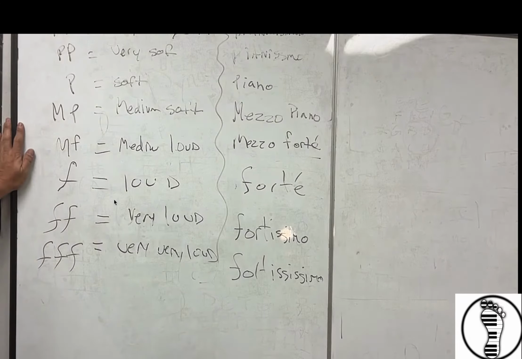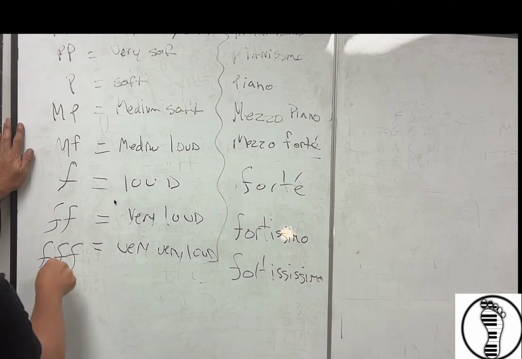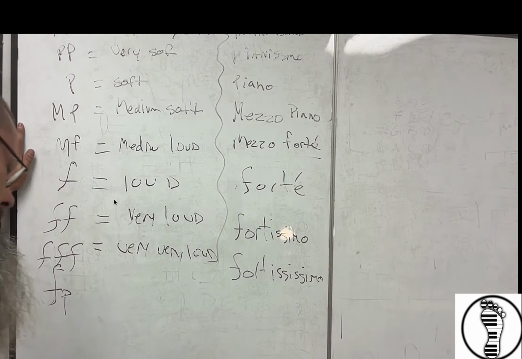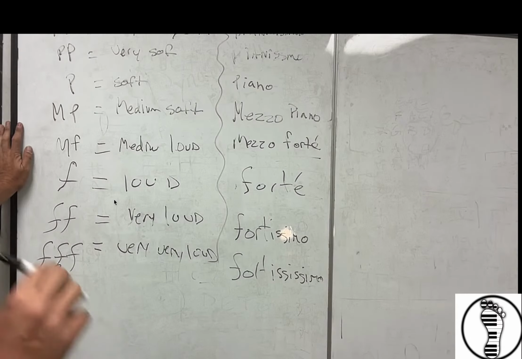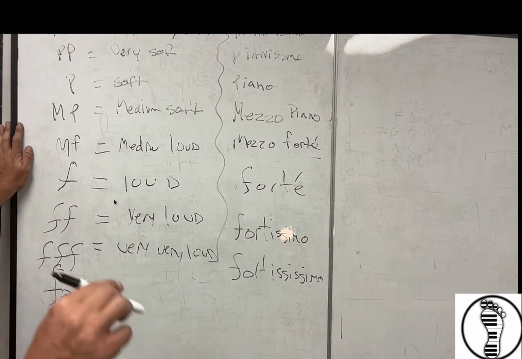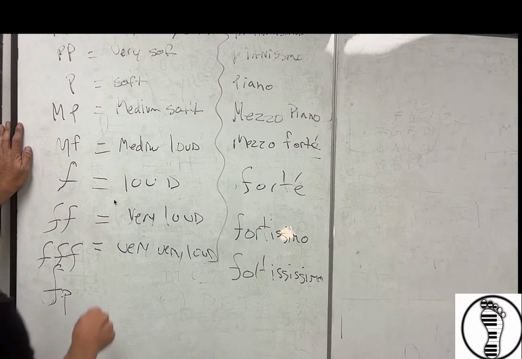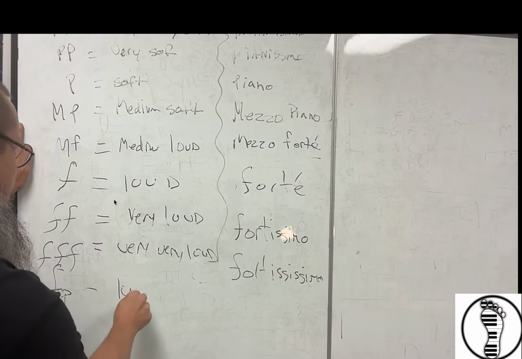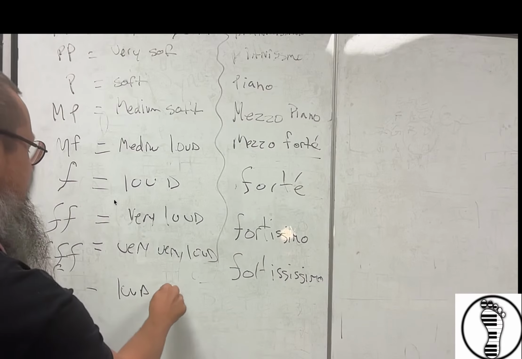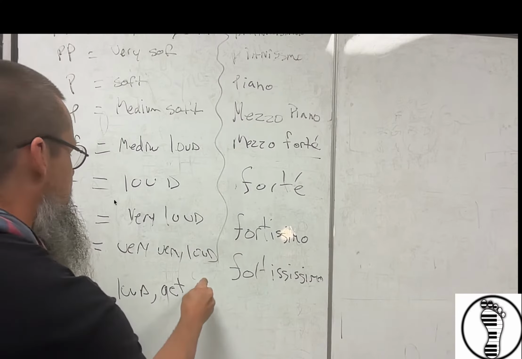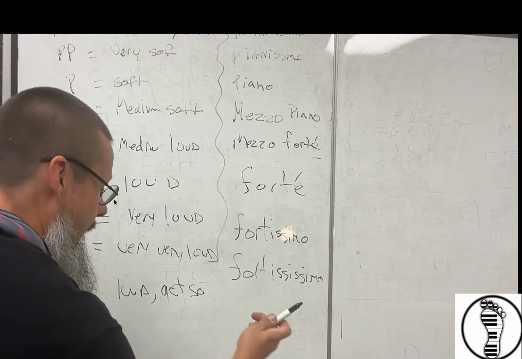The next part that we're going to, after the fortissimo, is to put a forte, and then we're putting a P. Now, you would be blown away, but this means that forte is suddenly followed by piano. What this means is to be loud and then get soft or quieter.